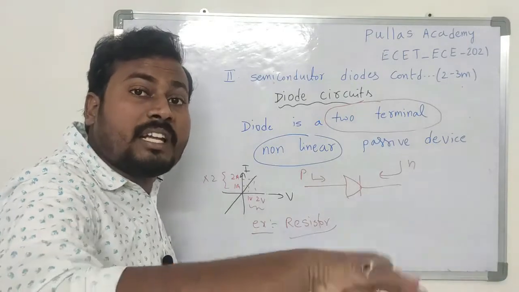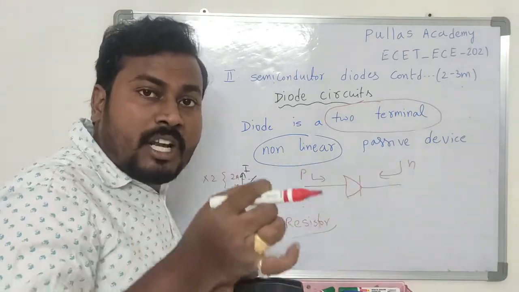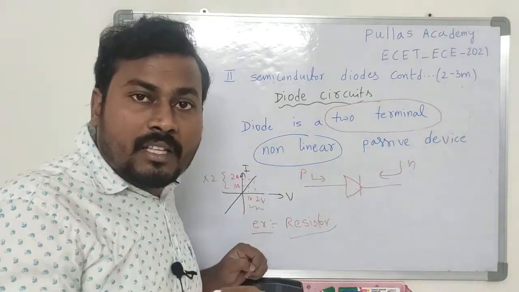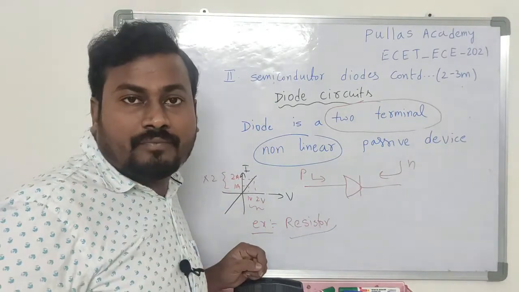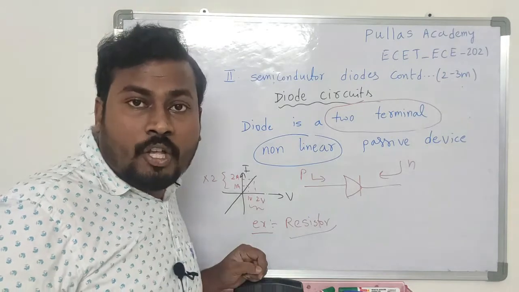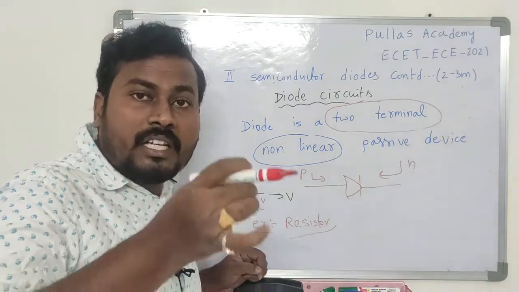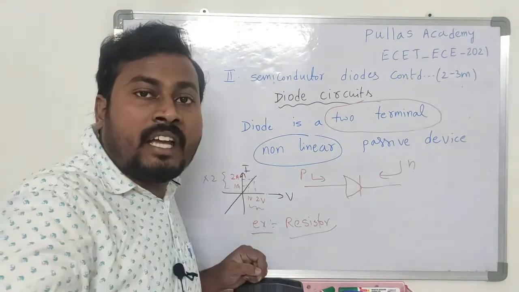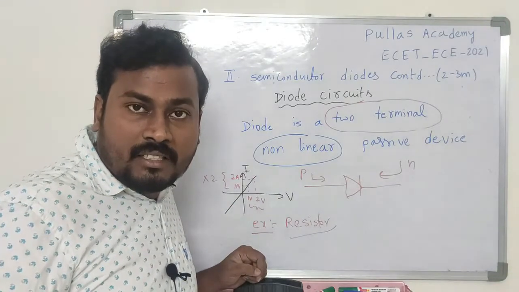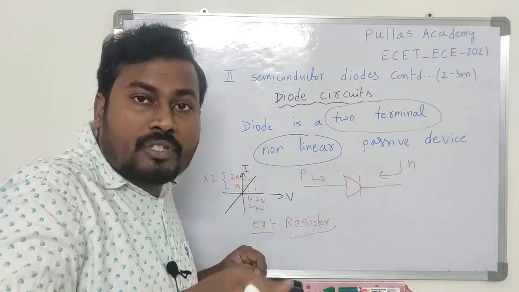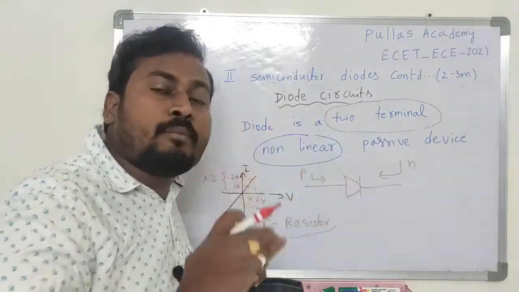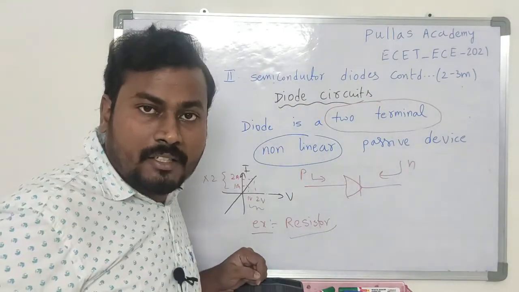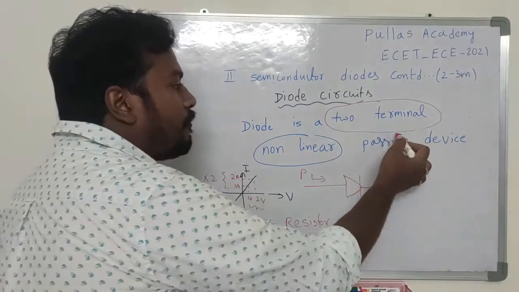It has exponential characteristics. That exponential nature of the diode is what makes the diode a non-linear device. That is what you have to understand. So the diode is a non-linear device because it exhibits exponential characteristics. The change at the input side and the change at the output side are not the same for a diode. And what is the meaning of passive device?